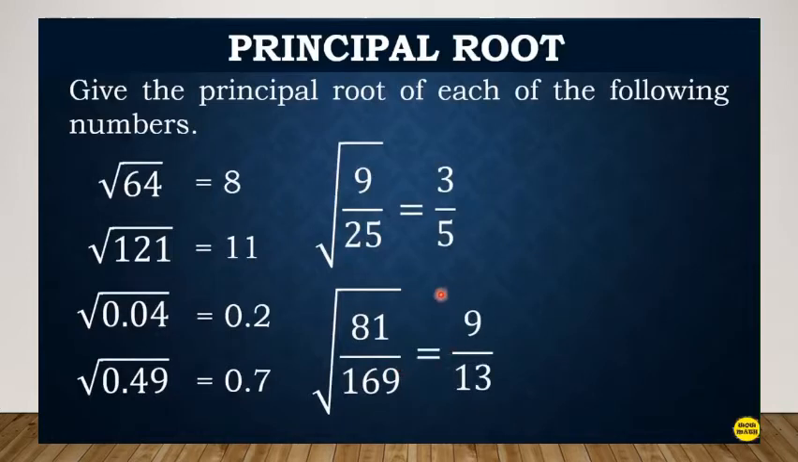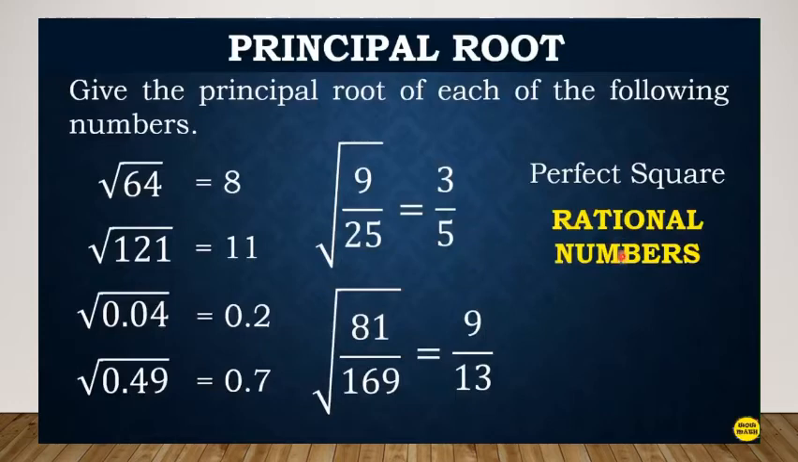So, as you can see, all of these are perfect squares. Nung kinuha natin ang square root nila, ang lumabas ay rational numbers. Why? Because, bakit ko nasabing rational numbers yung square root ng ating mga perfect squares? Bakit po? Kasi it can be expressed in the form of A over B. So, ito po ang tatandaan.